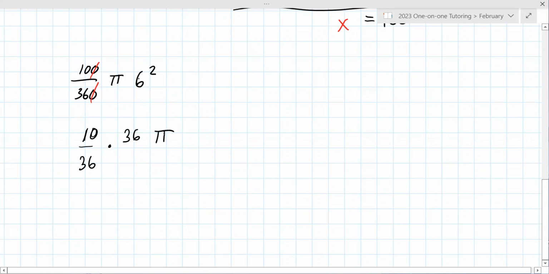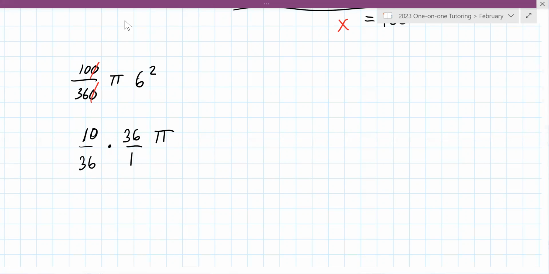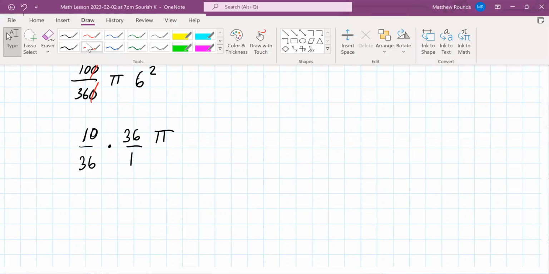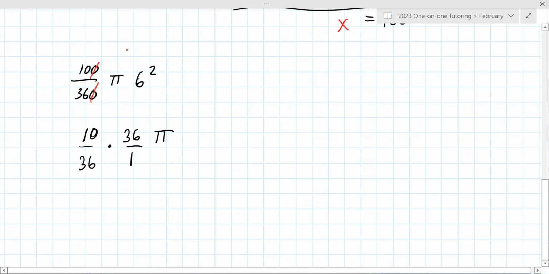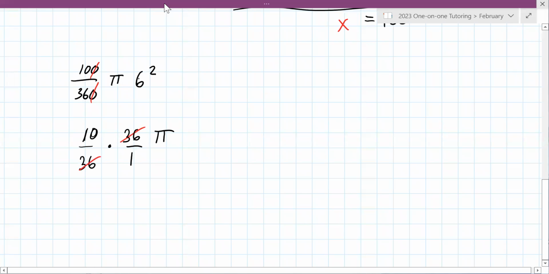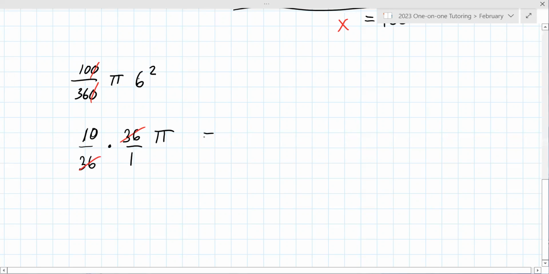I'm going to put the pi over here. Now, do you see that the 36s cancel? Because one's on the top and one's on the bottom. So they cancel here. That equals 10 over 1, and it's 10 pi. Now, the units of area are millimeters squared. And this is your exact answer.